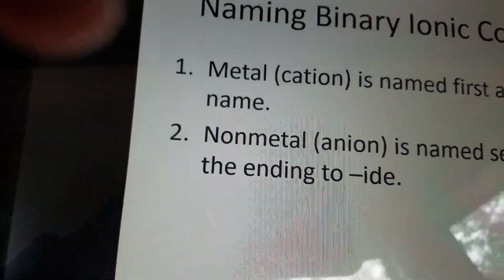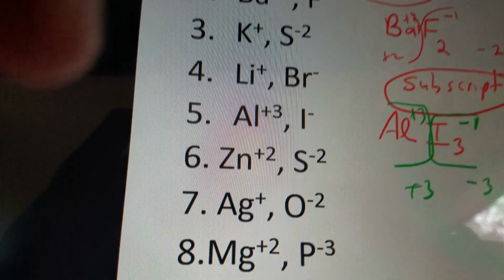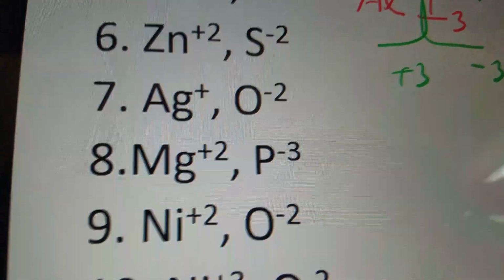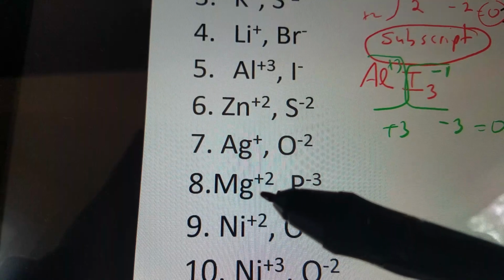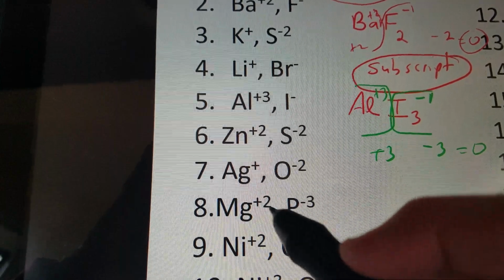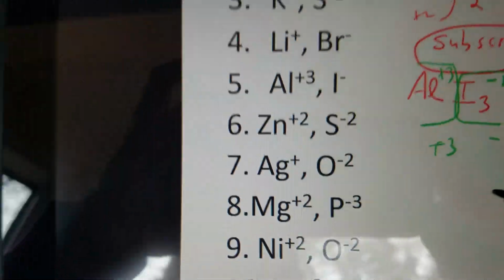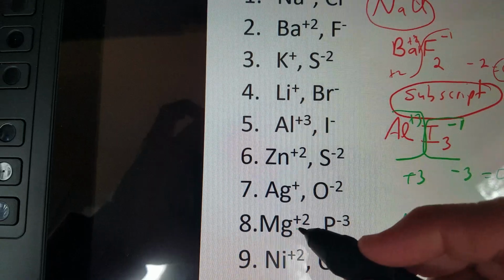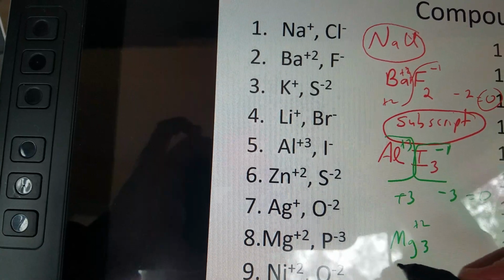Now let's look at one like number 8. So on number 8 we have magnesium that has a +2 charge, phosphorus that has a -3 charge. I can't multiply this one by anything with a whole number to make it 3, or 3 by anything to make it 2 whole number wise. So what I need to do is look for the lowest common multiple, which would be 6. So that means that my magnesium, I would need to multiply this by 3 so that I could get a 6 on this. So that would give me 3 here, +6.